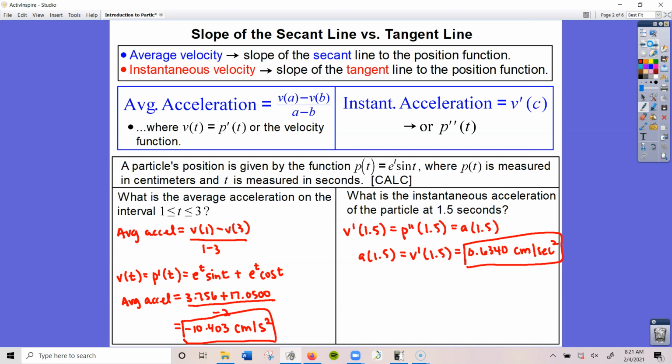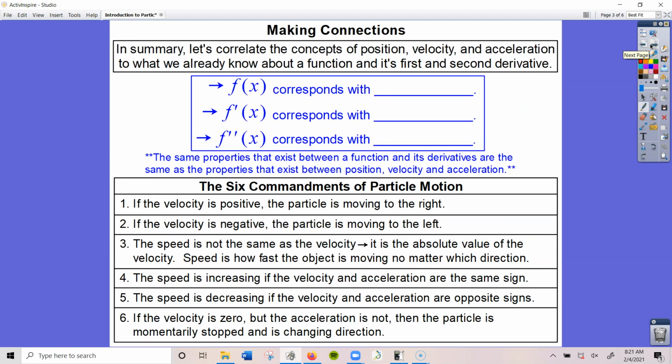Okay, so to wrap this up in terms of particle motion, if you're given a function, I'm just going to use f of x. Okay, f of x corresponds with the position function. F prime of x corresponds with the velocity function. So the first derivative of position is velocity, and the second derivative of position is acceleration. These are the main things that you need to know about particle motion.